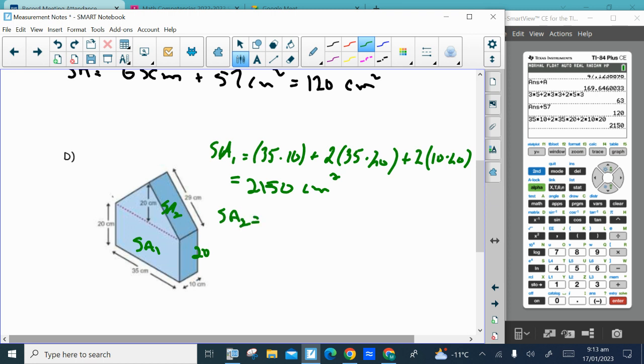Surface area 2 now. The very front of the top piece is a triangle. It has a base of 35 and a height of 20. And then there's a back piece that's the same. So there's 2 of these triangular faces. There's 2 of them. That's why I have this 2 here. Times the base of 35 times the height of 20 all over 2. The formula for area of a triangle is base times height divided by 2.